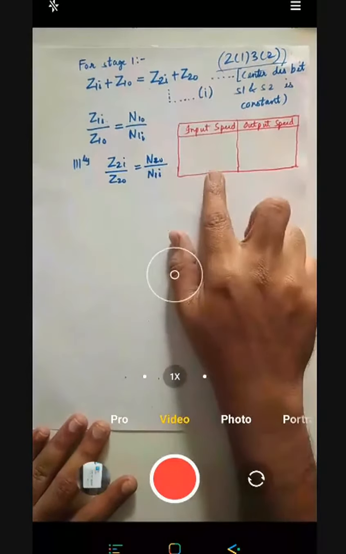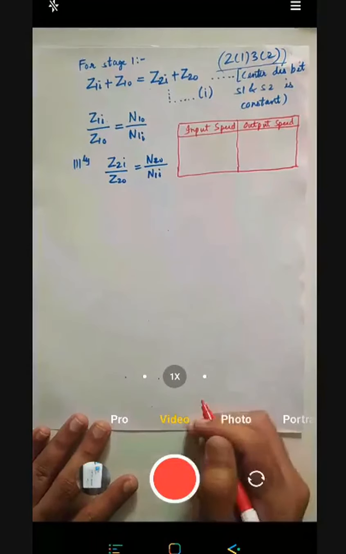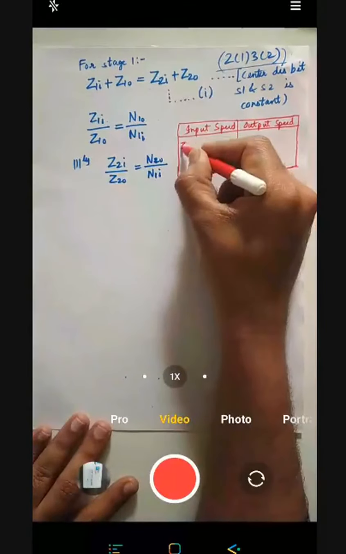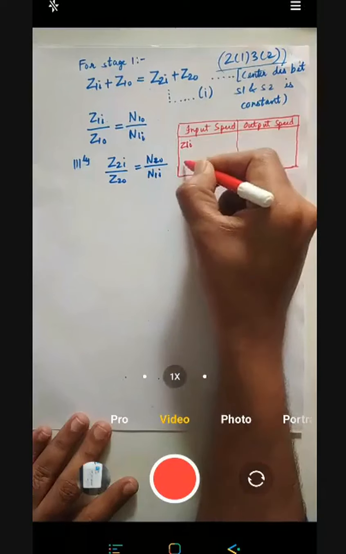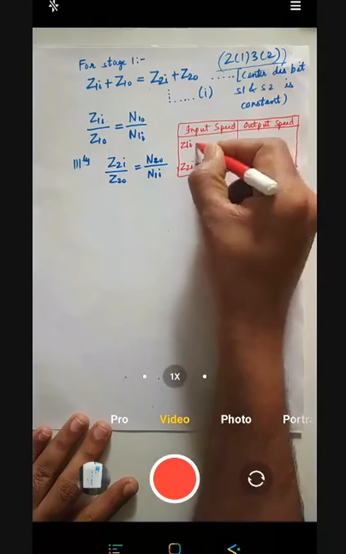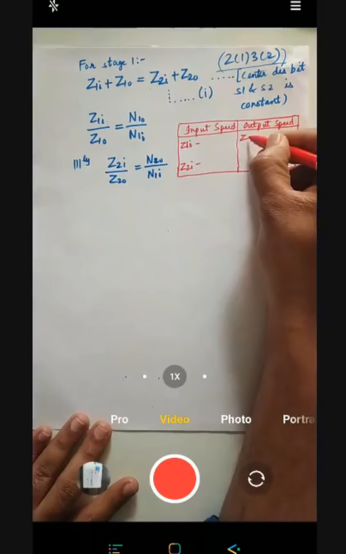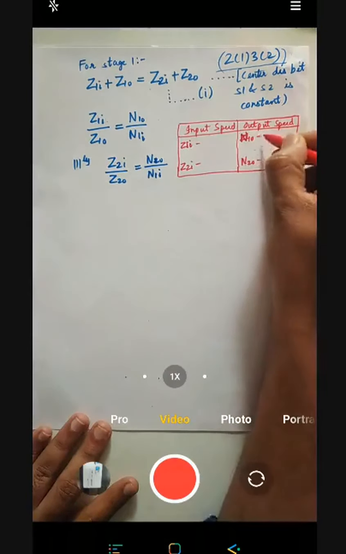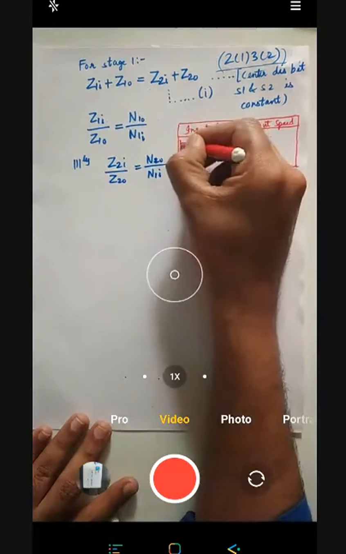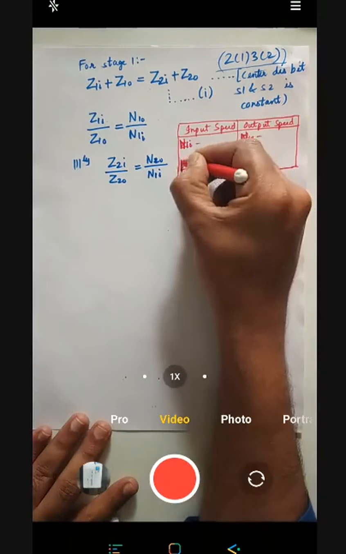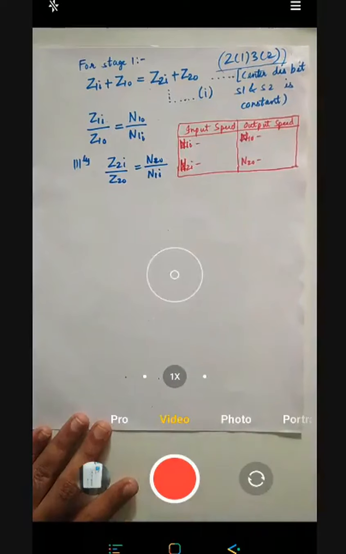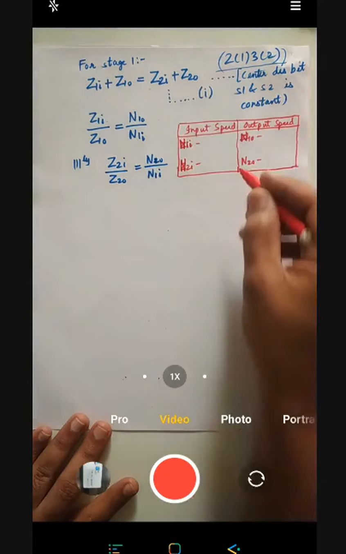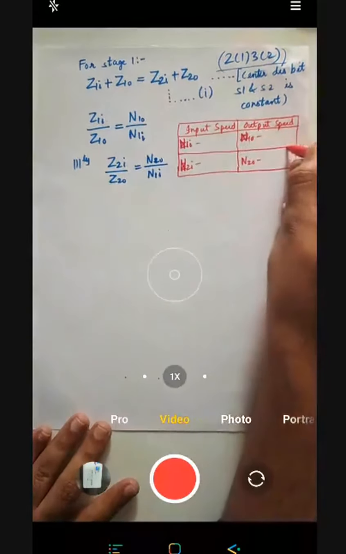There are two input speeds and two output speeds. One input is Z1 input, Z2 input, right? And N1 output, N2 output, right? Same way, N1 input speed. We are talking about speed now. Therefore, N1 input, N1 output, N2 input, N2 output. See from where we will get these values.